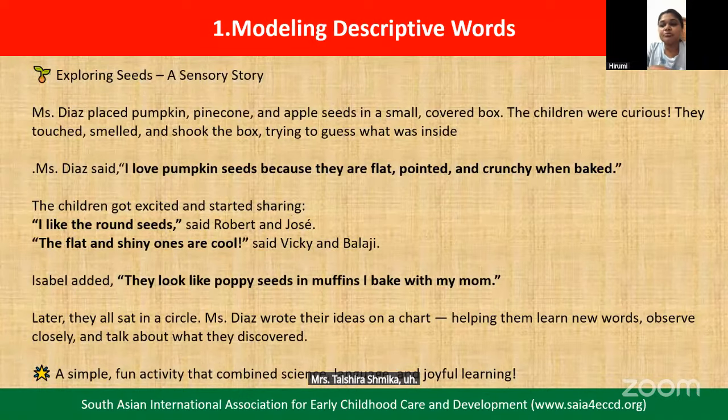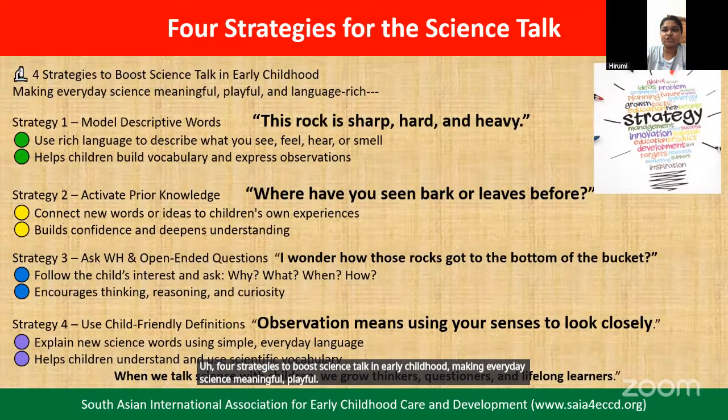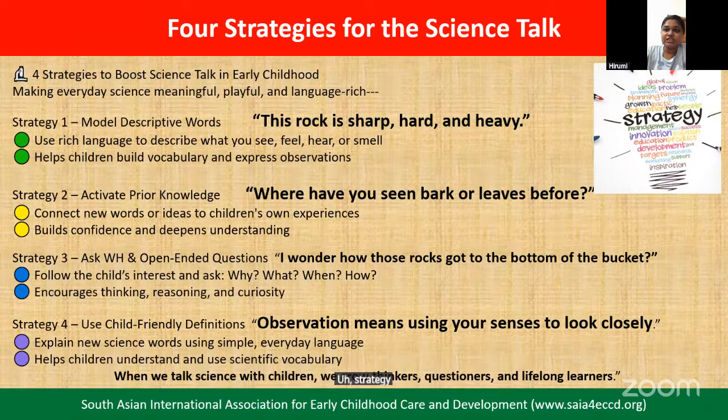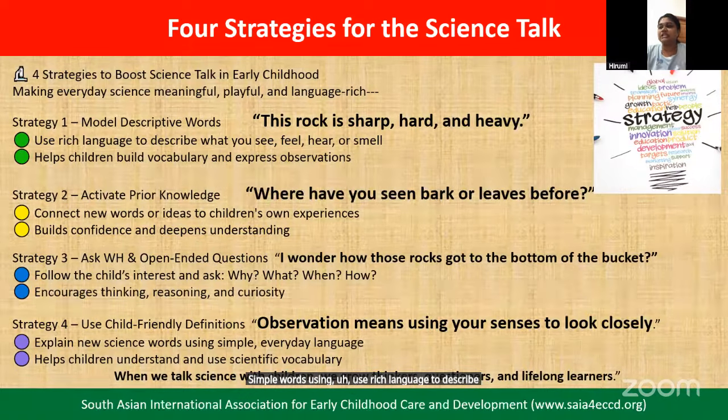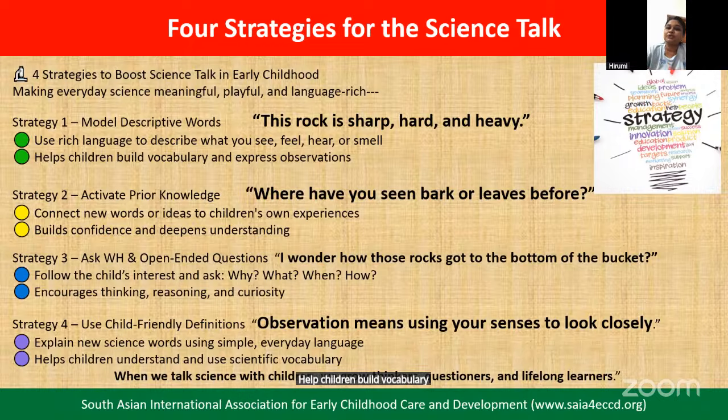My slide is starting from four strategies for the science talk. Four strategies to boost science talk in early childhood, making everyday science meaningful, playful, and language rich. Strategy 1, model descriptive words, like this rock is sharp, hard, and heavy. Use rich language to describe what you see, feel, hear, or smell. Helps children build vocabulary and express observations.